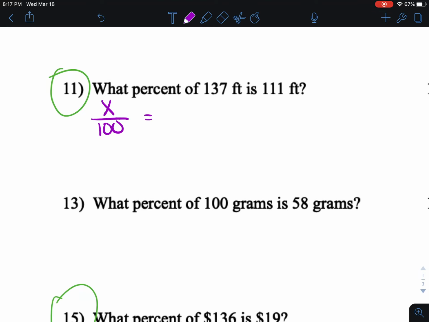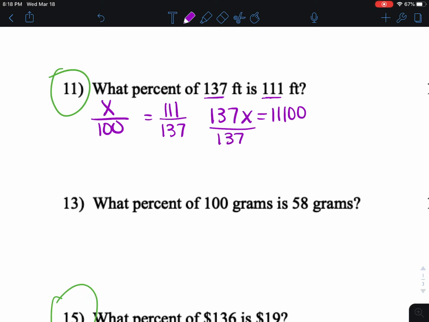Now, over here, you're always going to do the bigger number on the bottom and the smaller number on top when you're doing your fraction over here. So 137 over 111. So what percent of 137 feet is 111 feet? Okay, so we're going to cross multiply. We got 137x equals 100 times 111. So 111, then add 2 zeros to that.